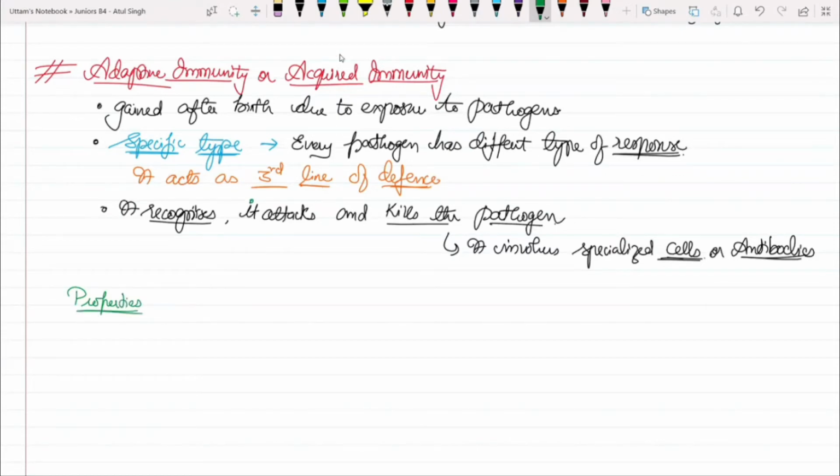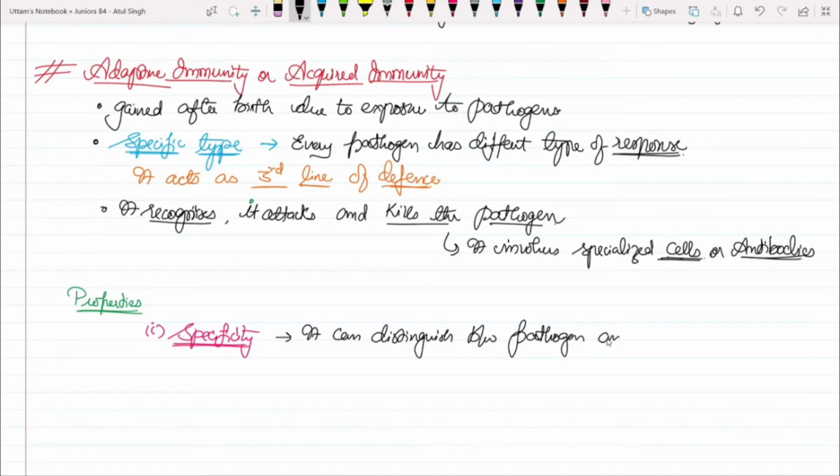Properties of acquired immunity, if you see, it shows specificity. First thing we already said, right? Specificity, so individual response. It will distinguish between the pathogens and show a specific response. For different types of pathogen, different types of response will be shown.